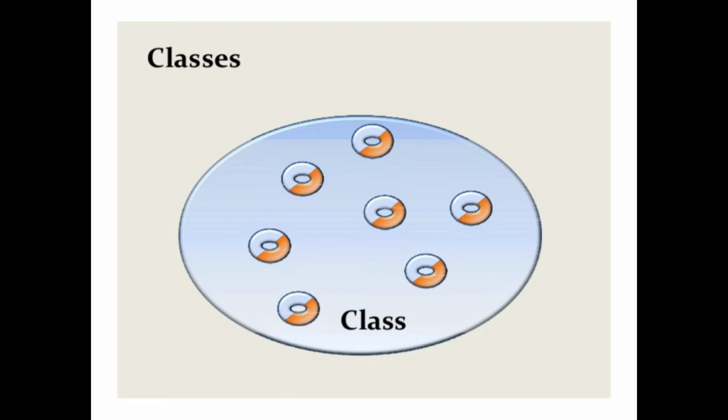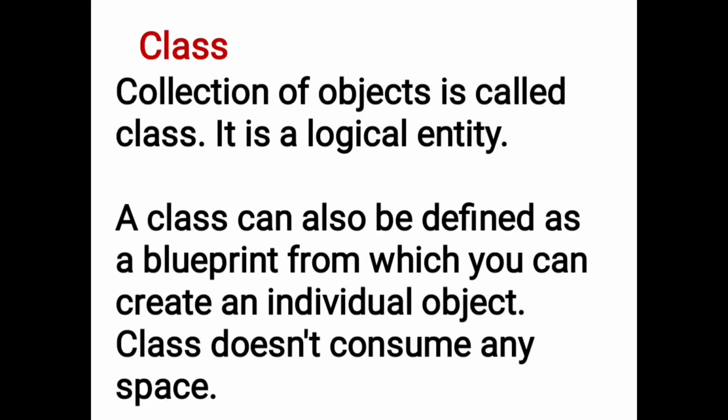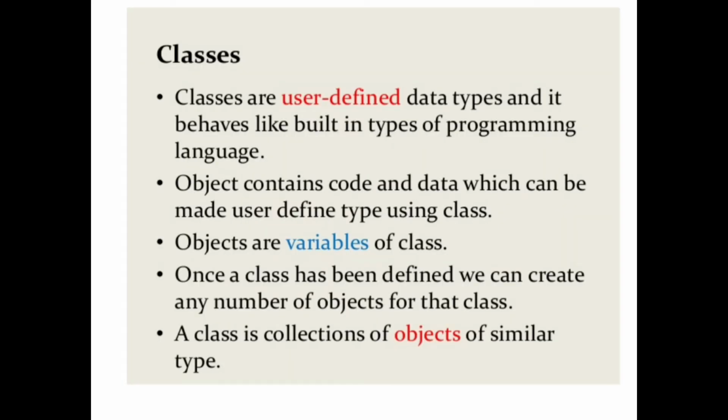Next one is a class. A class is a collection of objects. It is a logical entity. A class can also be defined as a blueprint from which you can create an individual object. A class does not consume any space. Classes are user-defined data types and they behave like built-in types of a programming language. An object consists of code and data, which can be made a user-defined type using the class.